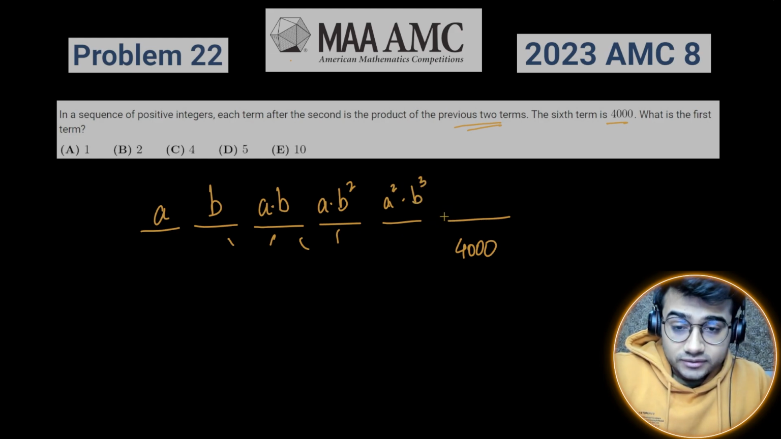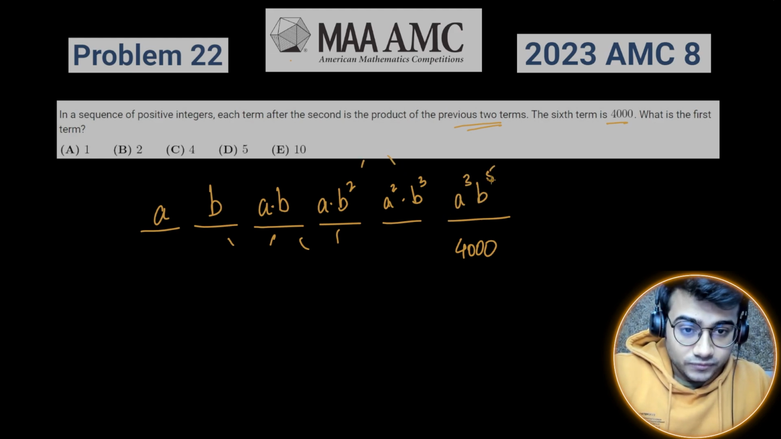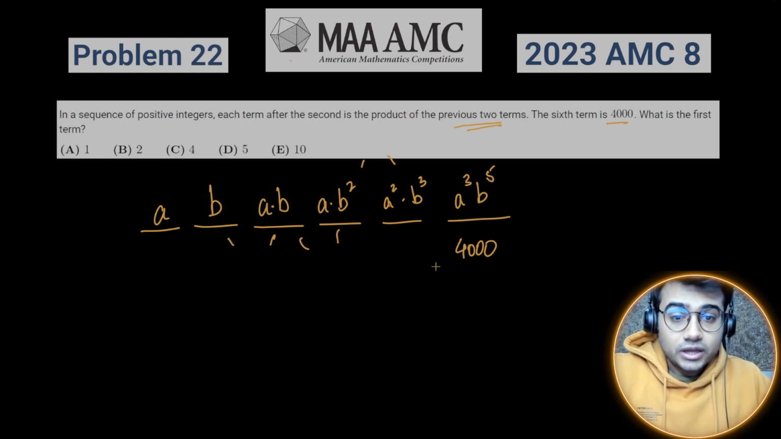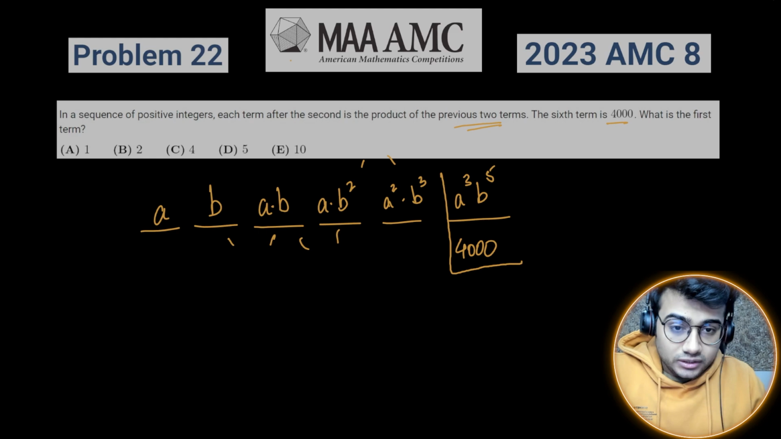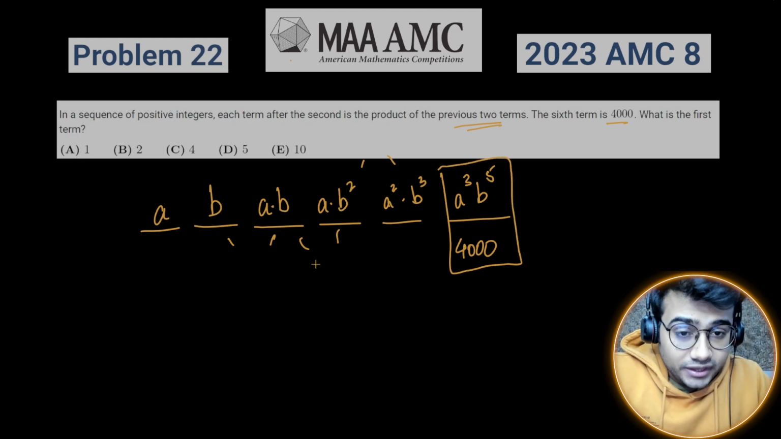And then the sixth term is going to be the product of the fourth and the fifth one, which is going to be A cubed B to the 5. So just like that, we now know that 4,000 is supposed to be A cubed B to the 5. But how do we now figure out A and B?